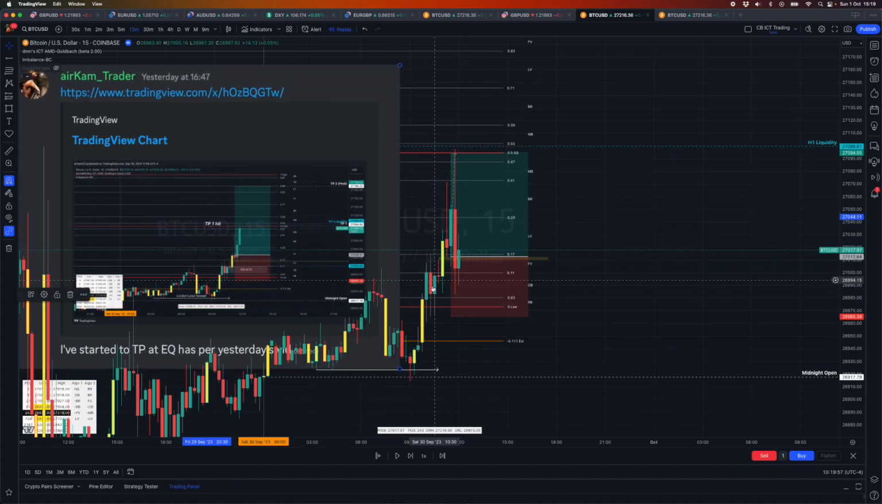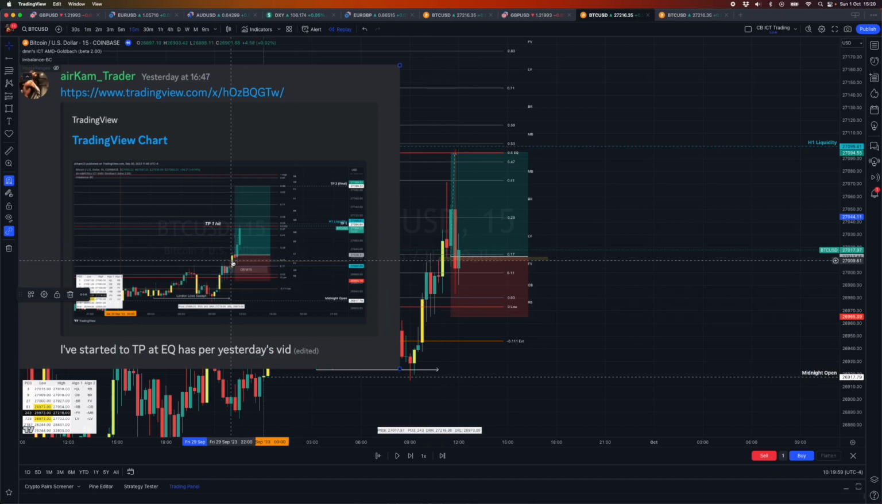Oh, I haven't marked it out yet, but that's the M15 OB. There's the fair value gap. We hit it, and then we TP'd pretty instantly, well, within the next 15 minutes, the next few candles. And there you go. I started TP at EQ as per yesterday's vid.